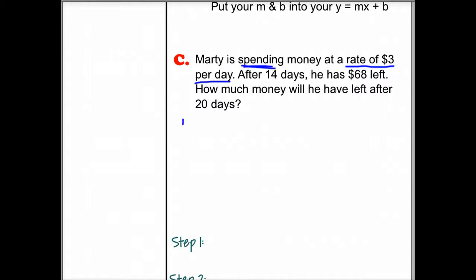So our rate is going to be negative $3. And that's also m. m equals negative 3. After 14 days, he has $68 left. So our point is going to be (14, 68).